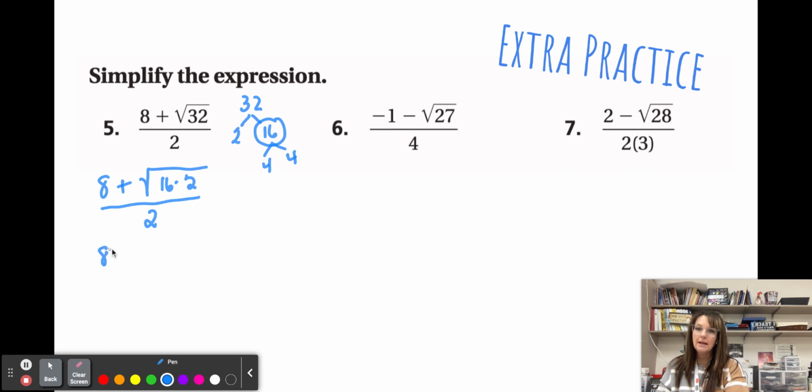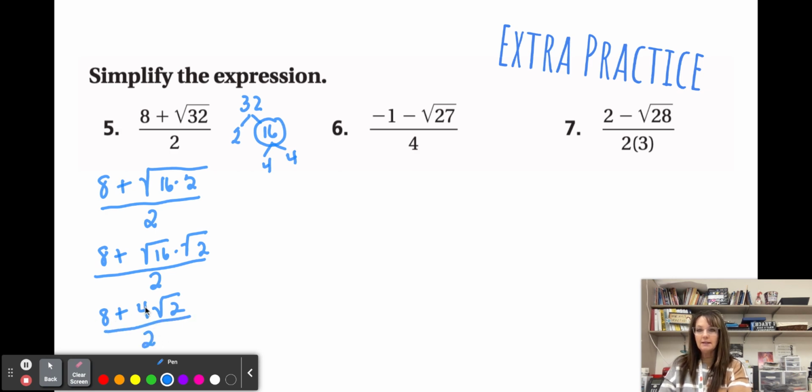So we want to rewrite this 8 plus the square root of 16 times the square root of 2, not a perfect square, all over 2. So 8 plus square root of 16 is 4. All right. Now right here, this 8, this 4, and this 2 all have a factor of 2 in common. I did a little triangle right there because you can't just divide one. You have to divide both.